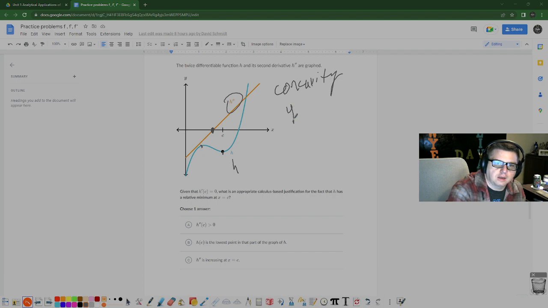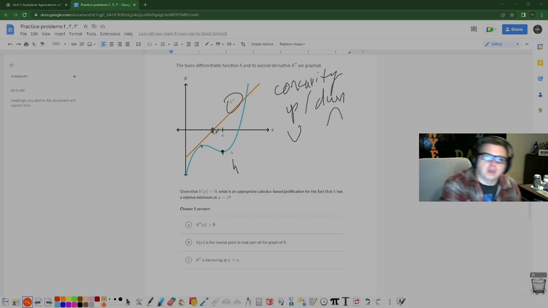Concavity tells us concave up or concave down, so the bowl opening up or the bowl opening down. And we can see at C is a potential minimum value, but really, let's call this A. At A is where it changes concavity from concave down to concave up.